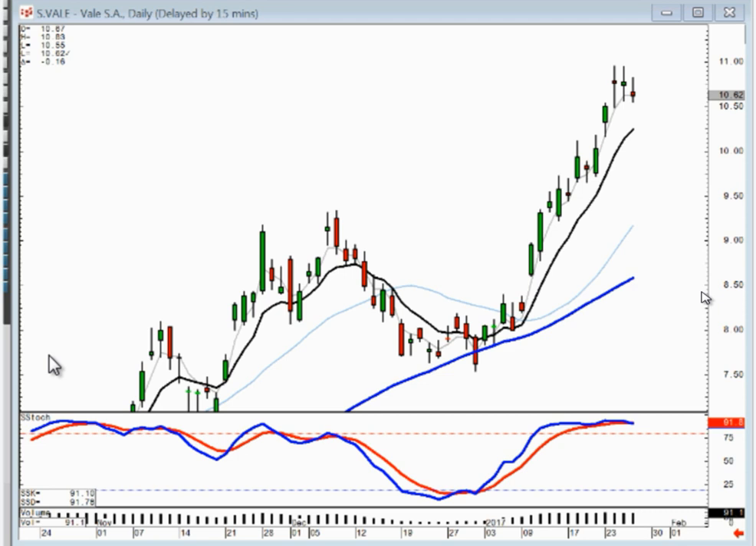Let's see. What is the fastest light gray colored moving average? The fastest, this little one, is the 3 exponential moving average.